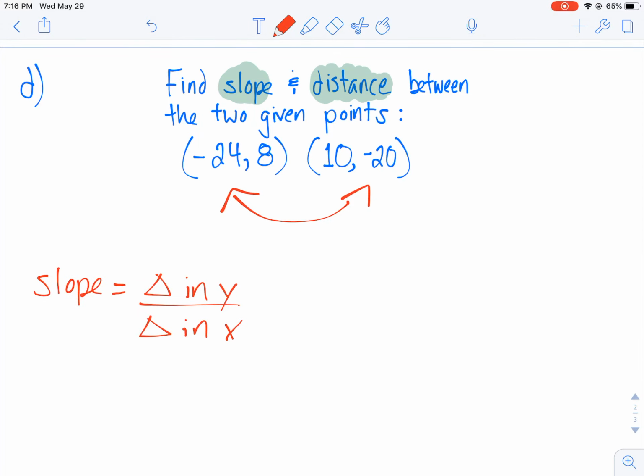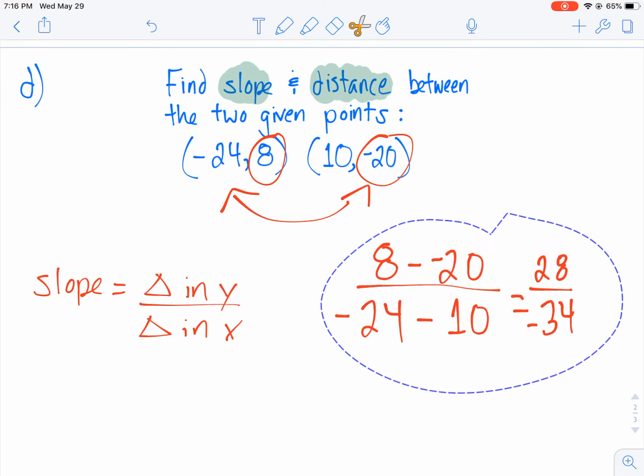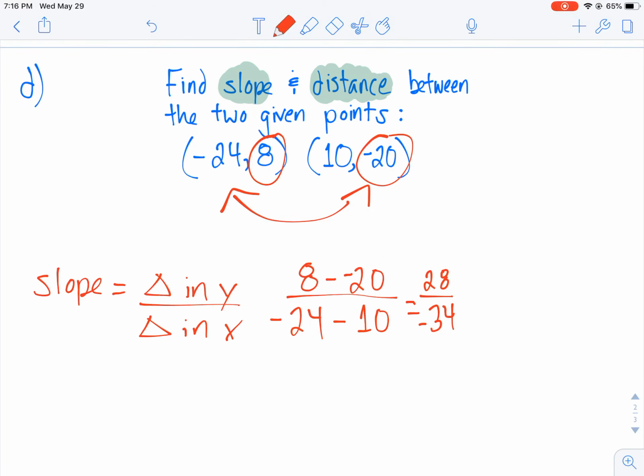So I'm going to start with my y values. My y values are 8 and negative 20. So I'm going to do 8 minus negative 20 over the difference in my x values, negative 24 minus 10. And if I do this out, I'm going to get positive 28 over negative 34. And that's ultimately the slope. I can simplify that. It's always a good idea if you do that. 14 over negative 17. So I have my slope.